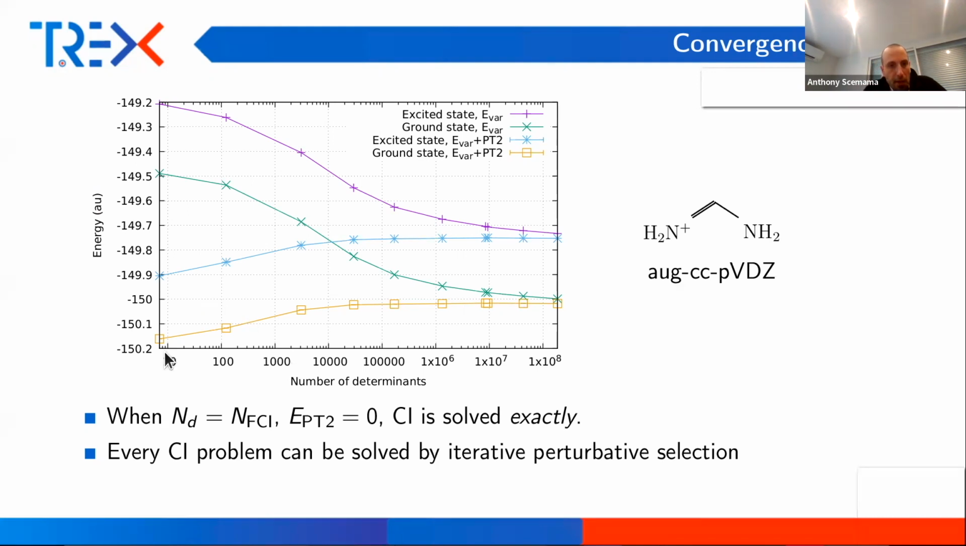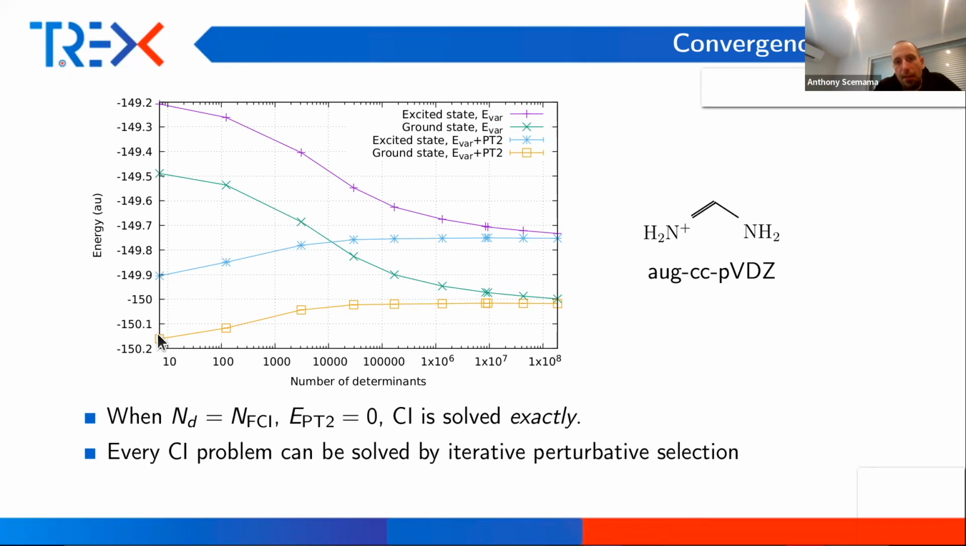So here you have the number of determinants of the variational space, the number of determinants that have been selected, and here you have the energy. So this is this little molecule. The green curve here is the variational energy of the ground state, and this one is the variational energy of the first excited state. And this curve here is for the ground state, this one is for the excited state, and so this is the variational energy plus the PT2 correction.